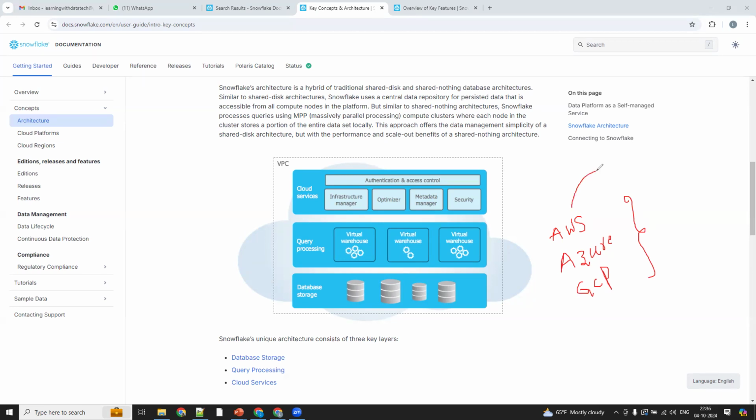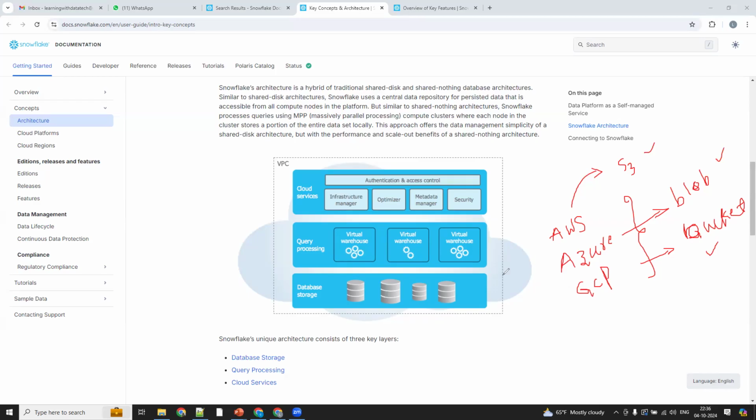In AWS, we have the storage service called S3. In Azure, we have a storage account called Blob. In GCP, we have GCP bucket, Google bucket, I would say. So Snowflake is actually storing your data either in S3 or Blob or GCP bucket. They're completely depending on these three clouds.